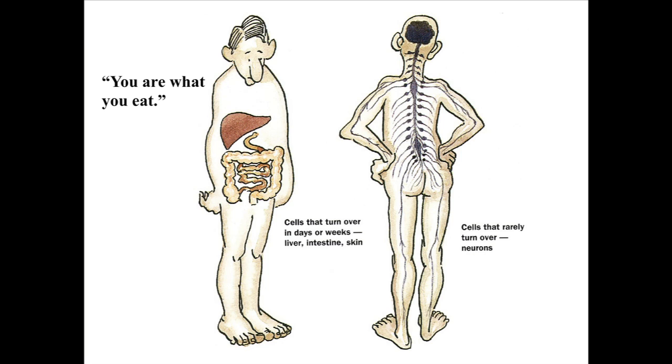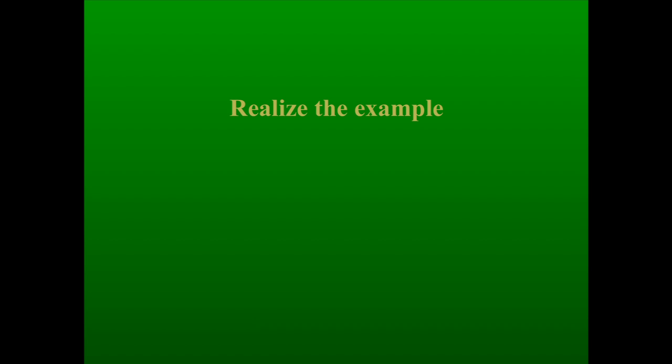Our environment moves through us. Some parts of it stay around longer than others. Some of it is very ephemeral. Some cells turn over very quickly: liver, intestines, skin. Other cells like neurons and bone might exist for a lot longer. But really, you are what you eat. Metaphorically, you can realize that example.